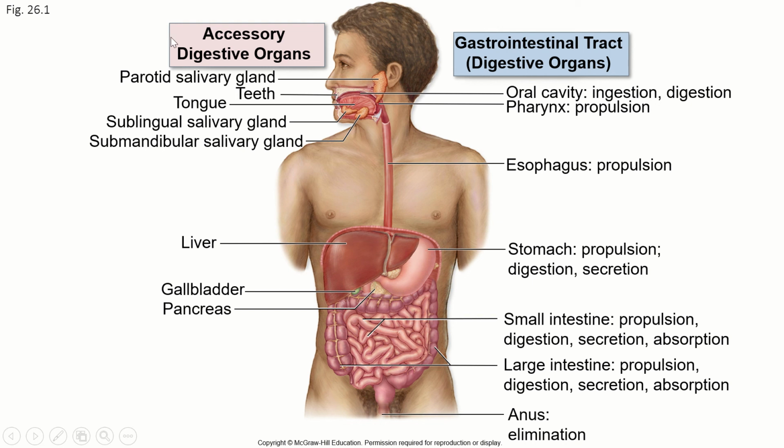And then the accessory digestive glands are all going to assist with these functions by the digestive organs. And we'll stop there. And in the next one, we're going to start looking at the specific parts and learning about all the different parts of the gastrointestinal tract.